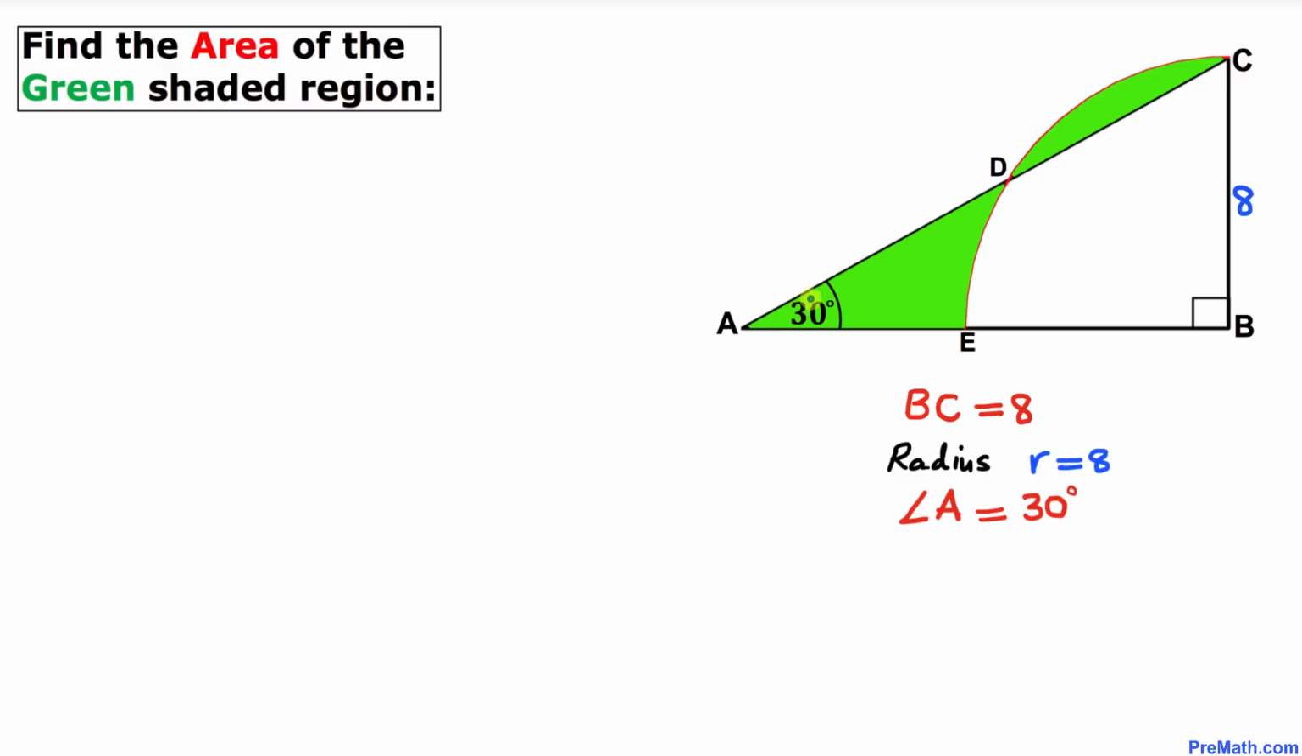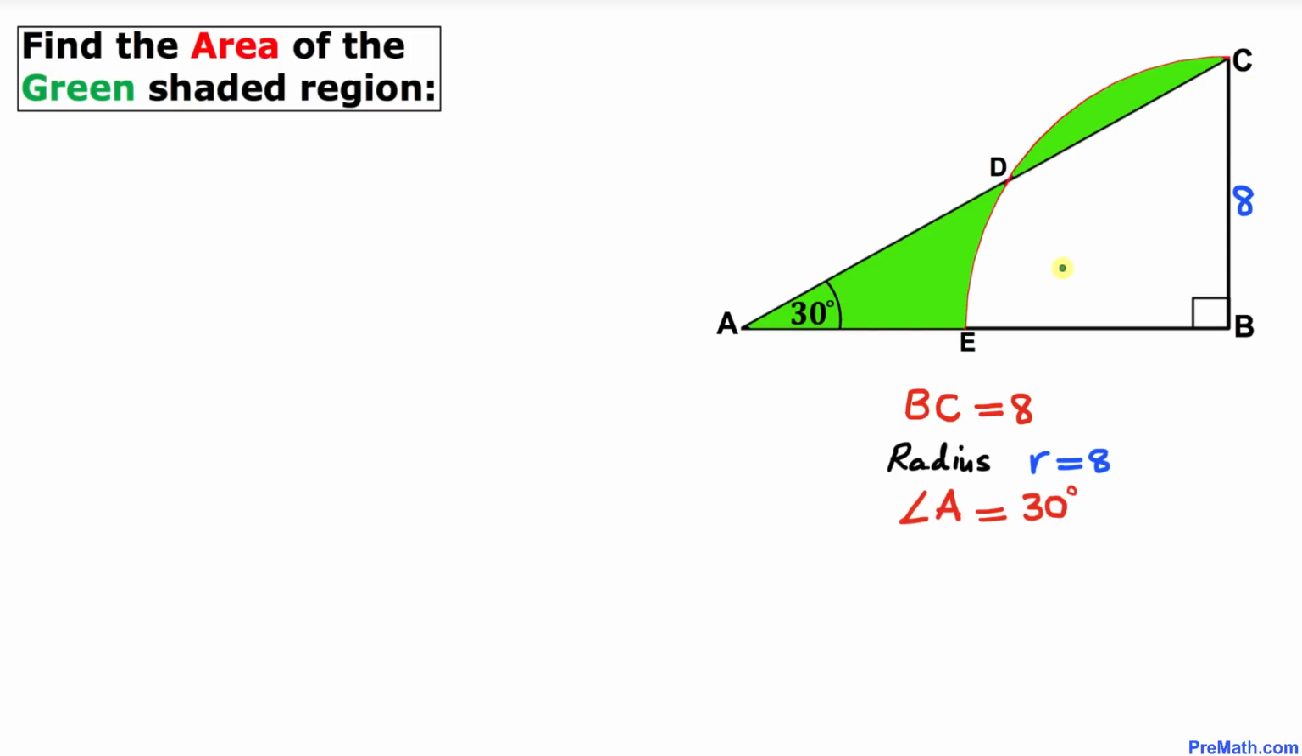Welcome to Premath. In this video tutorial, we have this right triangle ABC such that angle A is 30 degrees and side length BC is 8 units.